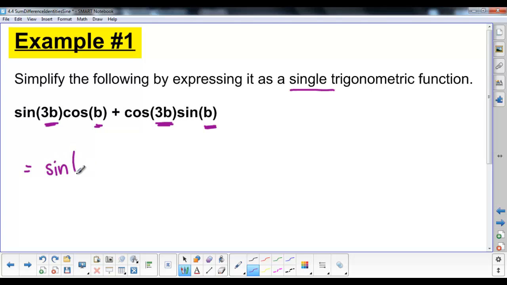So this is sine of the first angle plus the second angle. And we can go ahead and simplify that one step further and just call it sine of 4b. And that's it for example 1.